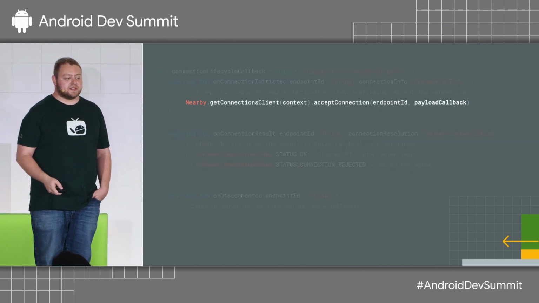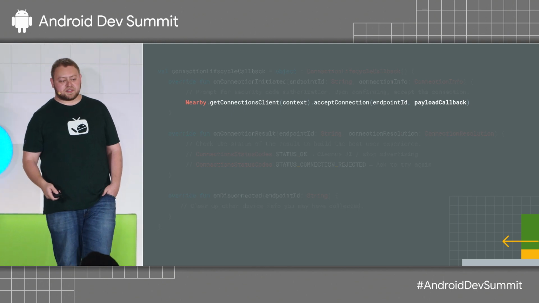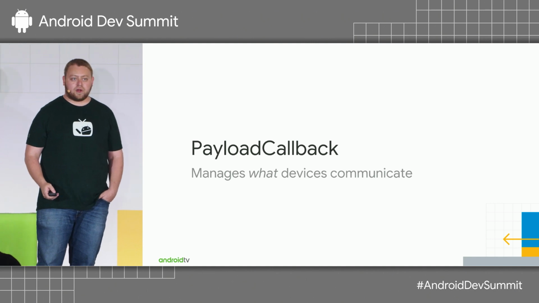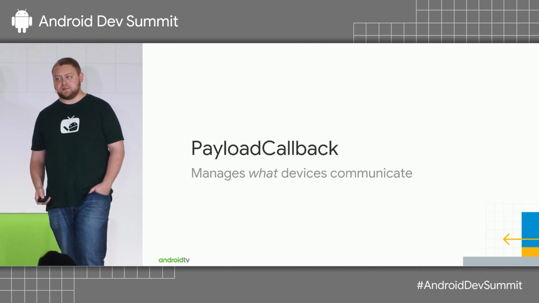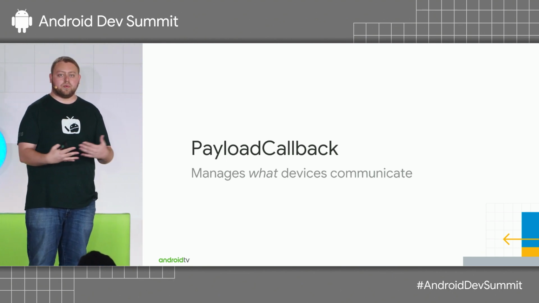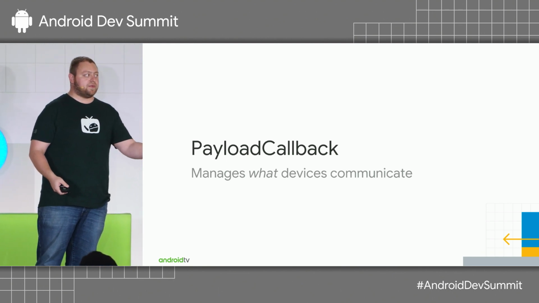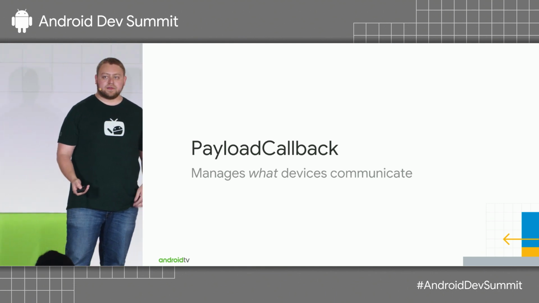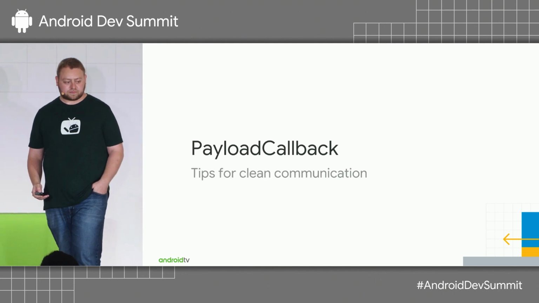The big line here is the connections client accept connections. And here you pass in a payload callback. This payload callback is going to be what the devices communicate. So you should have a contract on your phone and on your TV for what they're going to say to each other. Hey phone, we want to do this. Hey TV, we're going to do this. This is all handled inside the payload callback.